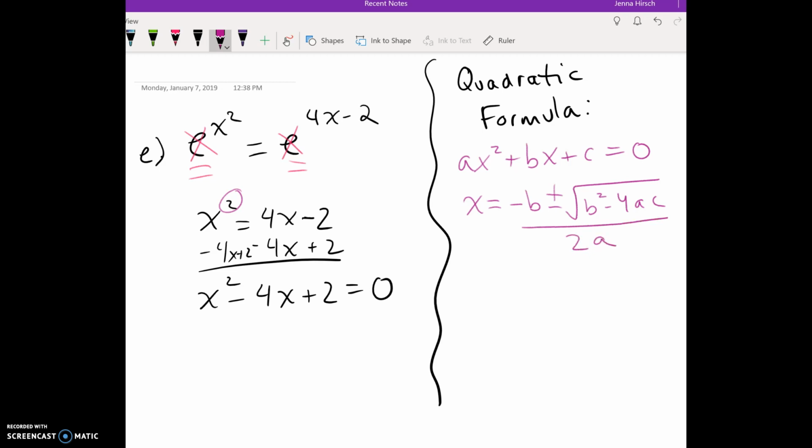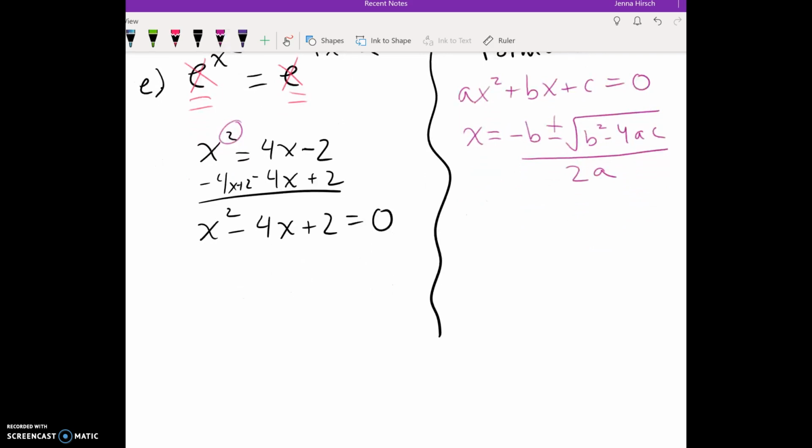Okay, so we have a standard quadratic here on the left-hand side. Hopefully you can see that our a value is 1, that our b value is negative 4, and that our c value is 2. Remember that a is the leading coefficient, which we don't have a number attached to, so it's assumed to be a 1. b is the coefficient of our x term, and c is our constant term. So we're going to plug these numbers in for a, b, and c. Let's substitute in first, and then we'll figure out what our solutions look like.